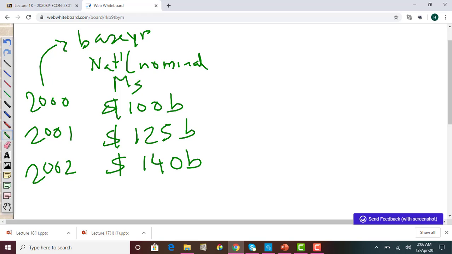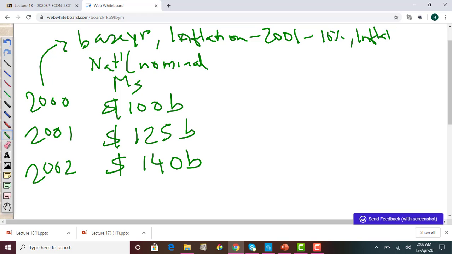Okay, and assume inflation in 2001 is 10%, and inflation in 2002 is, let's say, 20%. We are just assuming, and this information is given to us.